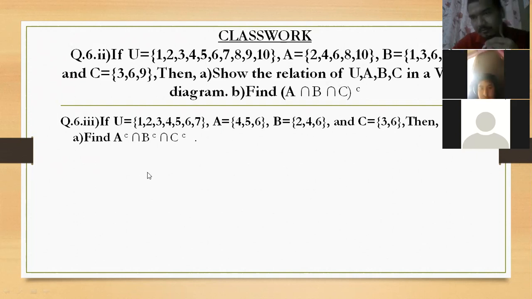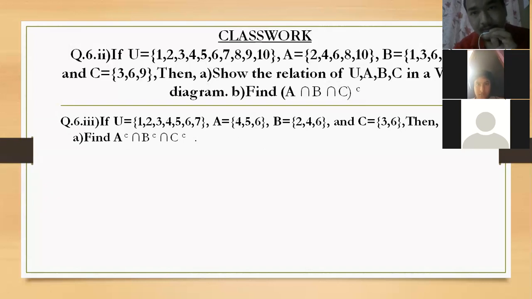Understood, Nevisa? Yes, sir. Can you tell what will you do, Nevisa? 6 number 3. Yes, sir. What will you do first in 6 number 3? So first of all, we have to find A complement. Then B complement, yes, C complement. Then after we have to find common elements in three of them. Good, very good, excellent. First of all, you have to find A complement, then find B complement, then you can find out A complement intersection B complement intersection C complement.